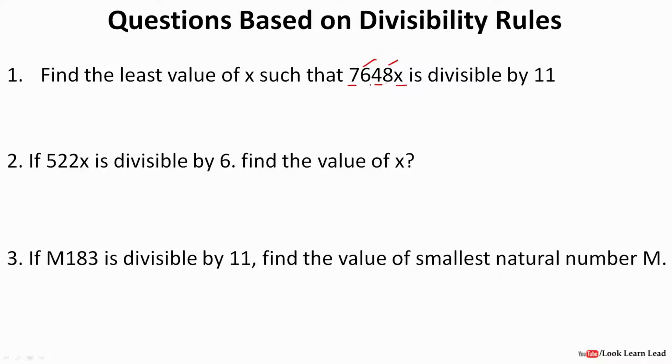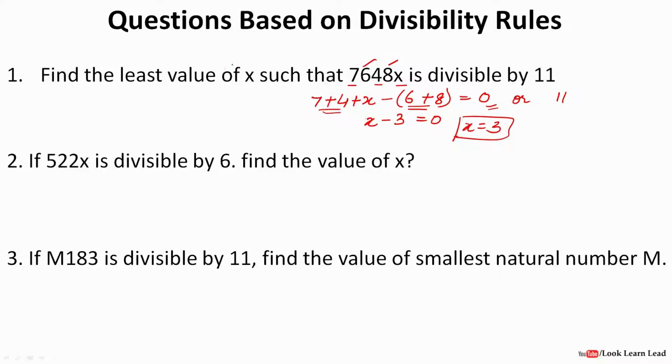So let's see in this what we have. That is 7 plus 4 plus x, okay, minus 6 plus 8 should be equal to 0 or it should be 11. So first take the condition for 0. Okay, so 7 plus 4 is 11, and 6 plus 8 is 14. So it would be 11 plus x minus 14, that is x minus 3, is equal to 0. So the value of x would be equal to 3. So in this case, x is 3.